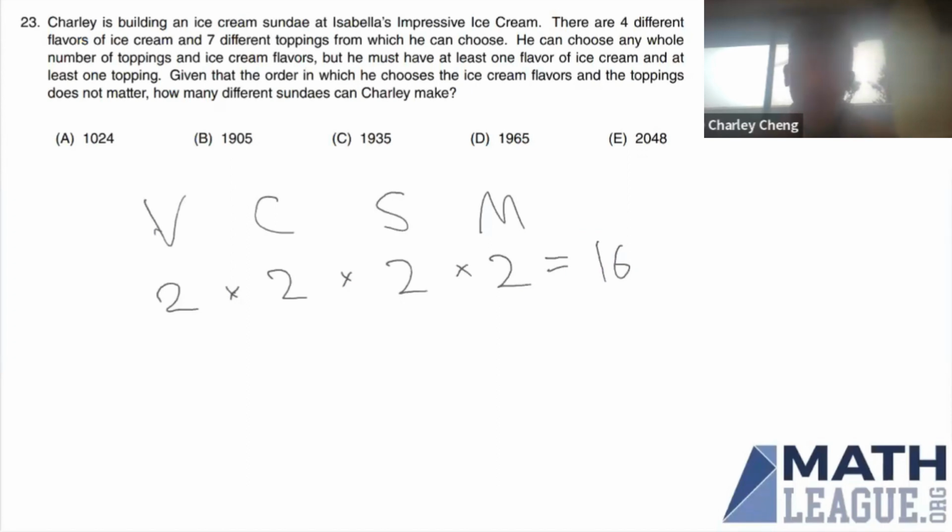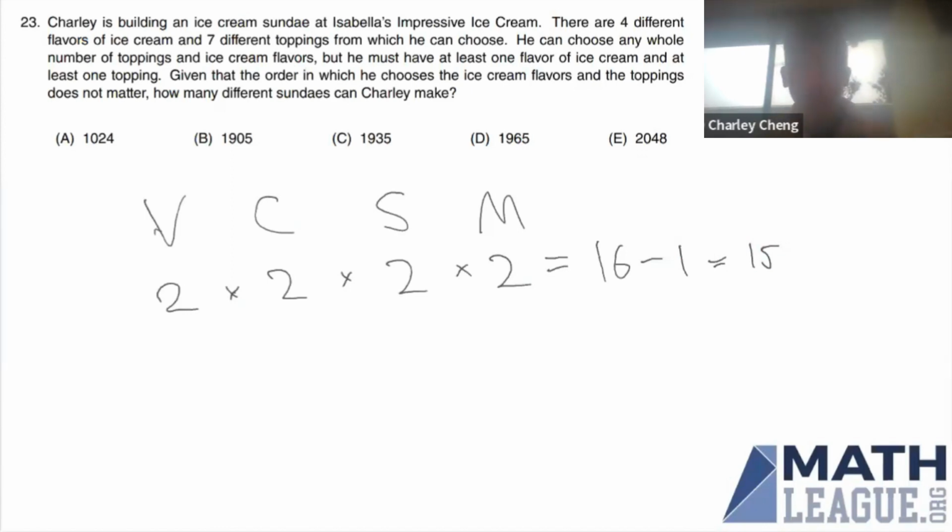However, we want to make sure you get something, right? It would be weird if you said no to every single flavor, or else why would you be at the ice cream store in the first place? So we want to make sure we subtract out the case in which we choose no for every one of these flavors. And this gives us 15 ways to choose any number of flavors that we want.